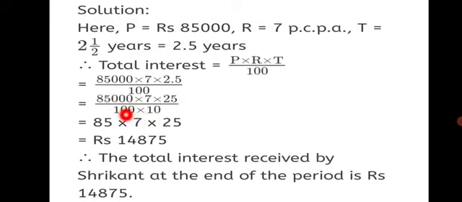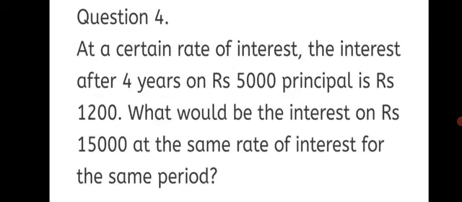Now, reduce the 3 zeros and you will get 85 into 7 into 25, which is equal to 14,875. So this is the interest. So what will be your final statement? The total interest received by Shrikant at the end of the period is rupees 14,875.